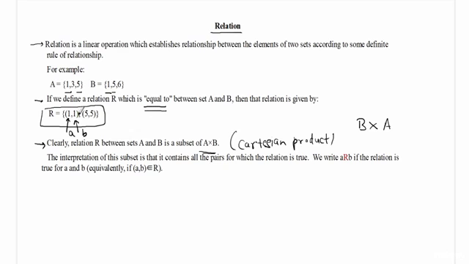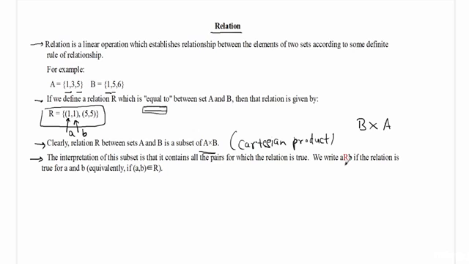As you can see, 1, 1 and 5, 5 is actually a subset of A cross B, because when you do A cross B you will have all the ordered pairs from set A and set B. So you can interpret that it's a subset that contains all the pairs for which the relation is true. It contains all the pairs for which the relation R, which means equal to, is true.